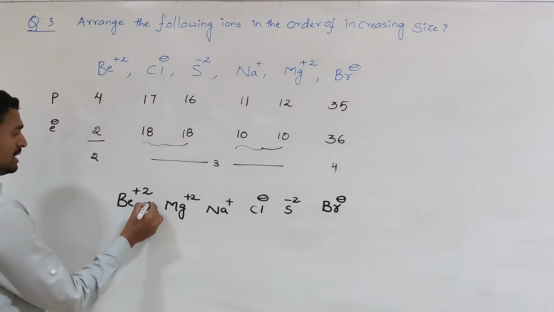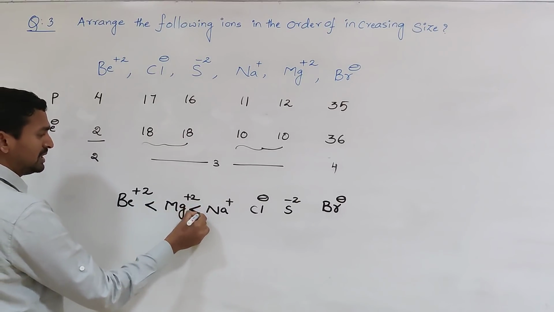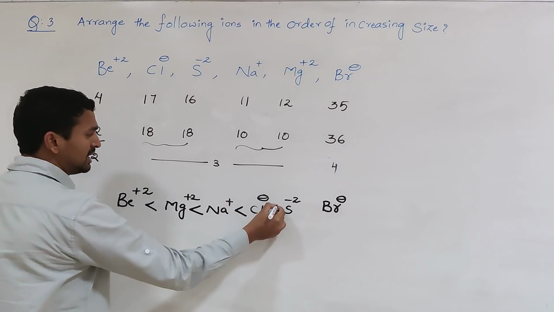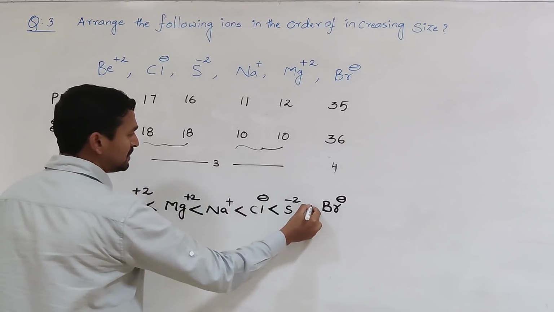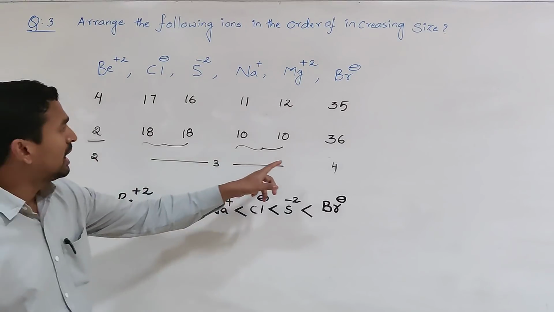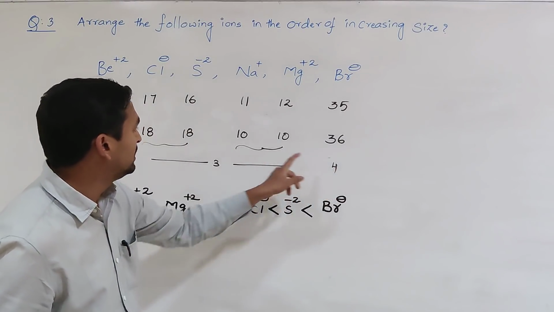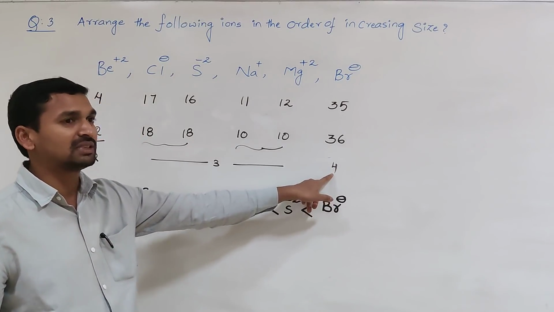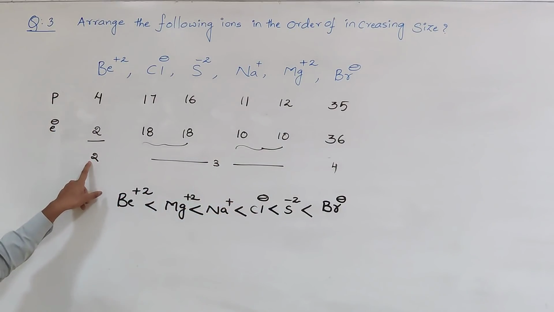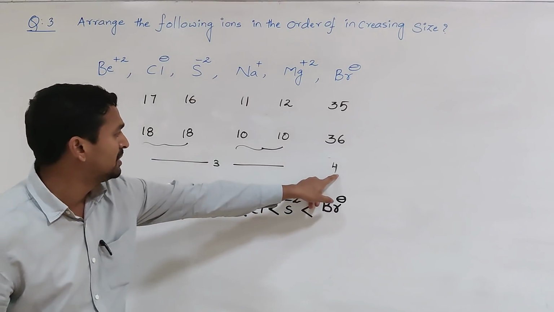So beryllium is less than magnesium, magnesium plus 2 is less than Na plus, Na plus is less than Cl minus, Cl minus is less than S minus 2, S minus 2 is less than Br minus. First we can identify their periods: the second period element, the third period, and this is the fourth period. Fourth period elements are always larger in size, whether atom or ion, as compared to the third period, than that of the second period. The second period element is smaller in size, and the fourth period element is larger in size.